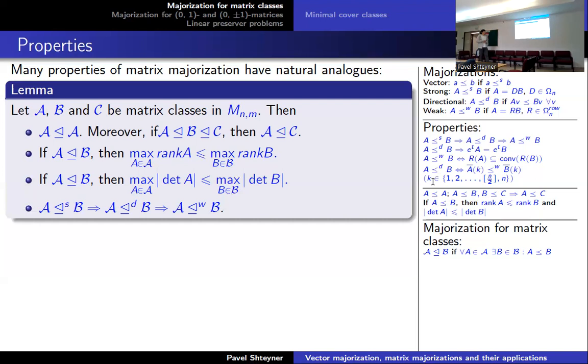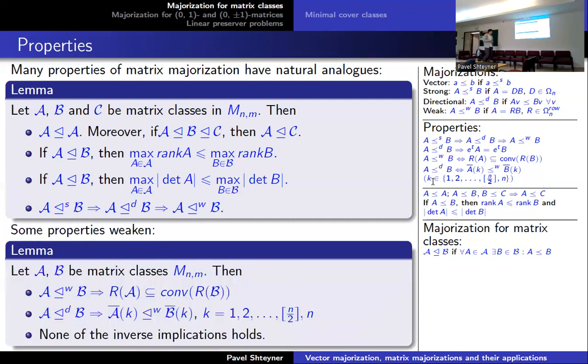And once again, for majorization by directional advice, some properties obviously weaken. These two are criteria in the matrix case. They become one-sided implications. The reverse is not true. So the idea is that weak majorization is inclusion of convex hulls, and the reduction of directional majorization to weak majorization. In this case, they only work one way.